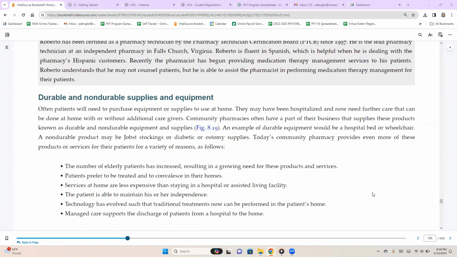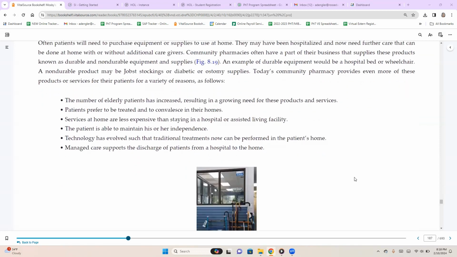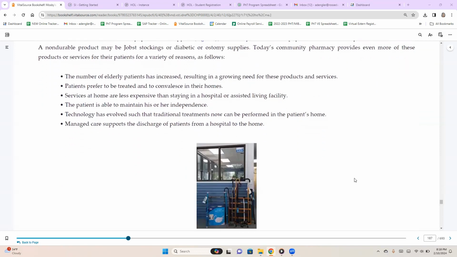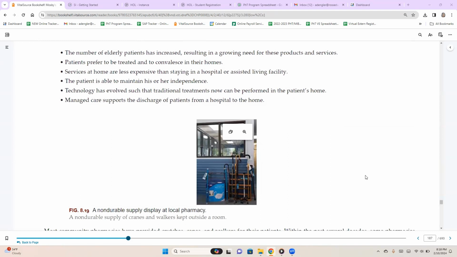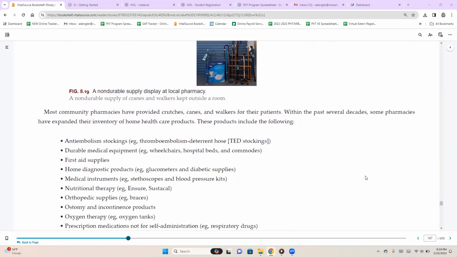Today's community pharmacy provides even more of these products or services for their patients for a variety of reasons. The number of elderly patients has increased. Patients prefer to be treated and to convalesce in their own homes. Services at home are less expensive than staying in a hospital or assisted living facility. The patient is able to maintain his or her independence. Technology has evolved such that traditional treatments now can be performed in the patient's home, and managed care supports the discharge of patients from a hospital to the home.